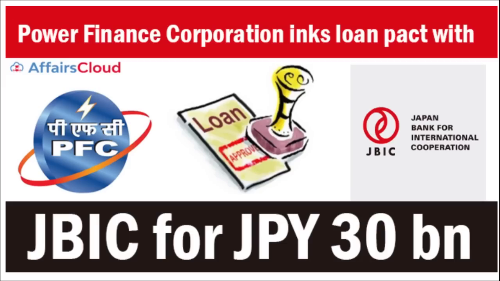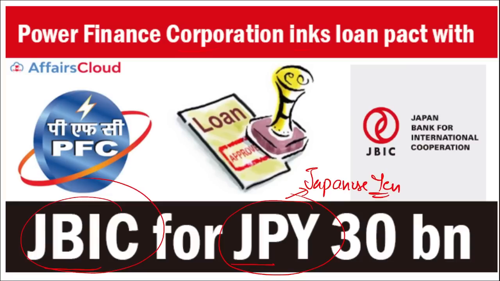Moving on, next news. Power Finance Corporation inks loan pact with JBIC for 30 billion JPY. What is this JPY and JBIC? First of all, you have to see. JPY is your Japanese yen. This is the currency of Japan. Alright, 30 billion Japanese yen. And what is JBIC? Japan Bank for International Cooperation.